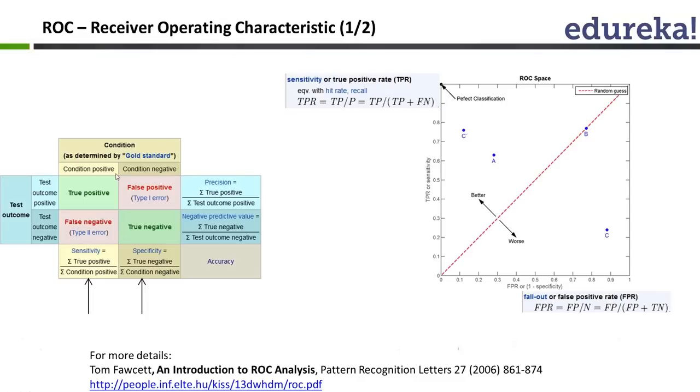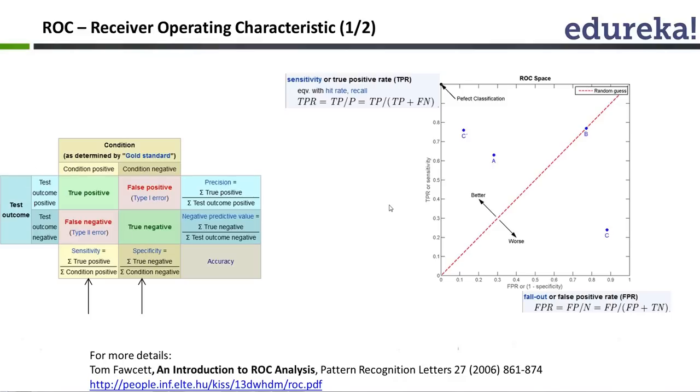Okay, so let's go to ROC curve. This is a confusion matrix that we have seen already. On one side, you have the predicted values or the test outcome, and on the other side, you have the real value, which is a gold standard, okay, from the testing data. And we already saw what is a true positive, what is a true negative, and so on. And using these values, you can also compute these different statistics: accuracy, precision, specificity, sensitivity, and so on. Okay? This we have already seen.